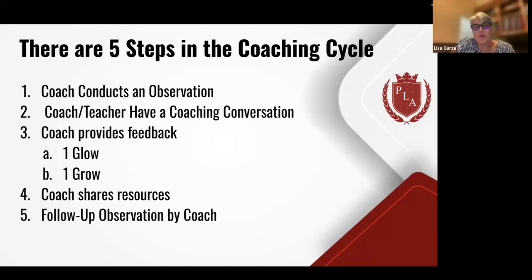This is important because we want to make sure that whatever the coach is coaching the teacher on, the teacher can then implement that feedback in their classroom. And so the follow-up observation allows for the coach to make sure that feedback has been implemented.